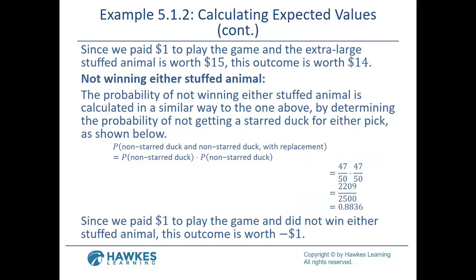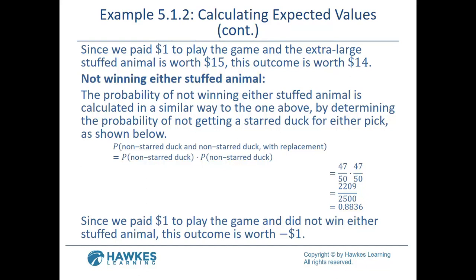Okay. Now, what if we don't win? Well, if we don't win, again, it's very similar to winning the extra large stuffed animal. There is 3 out of 50 that are winning. That means 47 out of 50 have no stars on them. And again, we are putting back each time. So 47 out of 50 times 47 out of 50, which means that probability is going to be 0.8836. And again, we paid $1, but we didn't win anything, so we're out $1. So since we're out money, I'm going to use a negative symbol there.